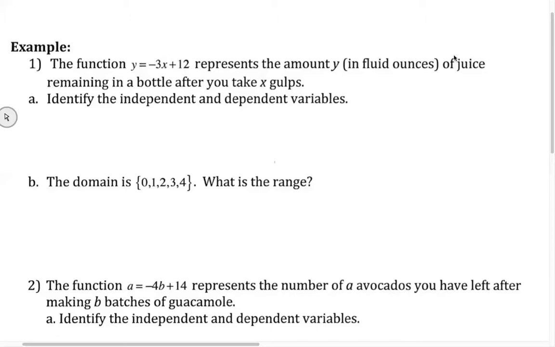All right, hold on. There are 12 ounces in that juice bottle. How do I know? Well, you told me the negative 3 was how much I was taking per sip, and the 12 must be my starting point. So I can't get any more than what I start with. If I'm starting with 12 ounces, then I have 12 ounces in my juice. Does that make sense to you guys?